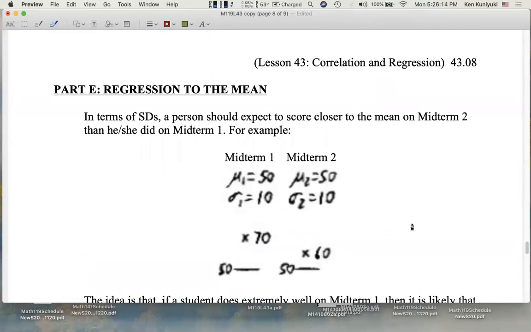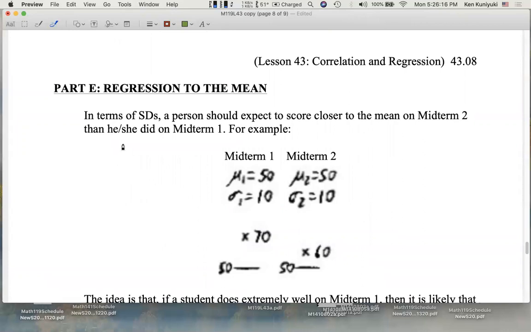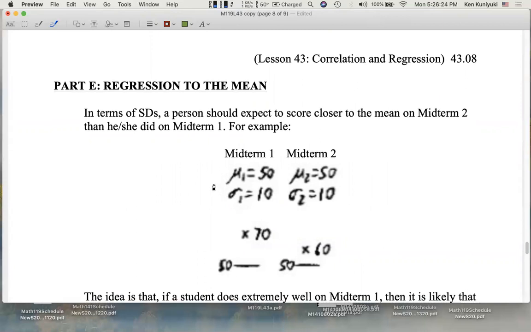The idea of regression to the mean. In terms of standard deviations, a person should expect to score closer to the mean on midterm 2 than on midterm 1. So for example, let's say that on both tests, the mean is 50 points and the standard deviation is 10 points. On midterm 1, you score 70 points. You score 2 standard deviations above the mean. You should feel proud of yourself.